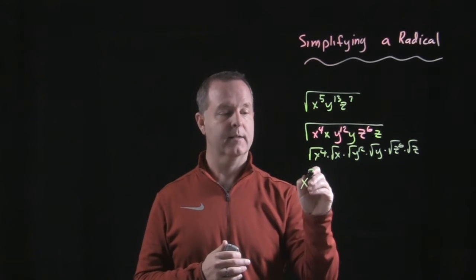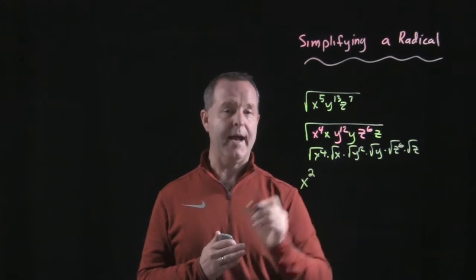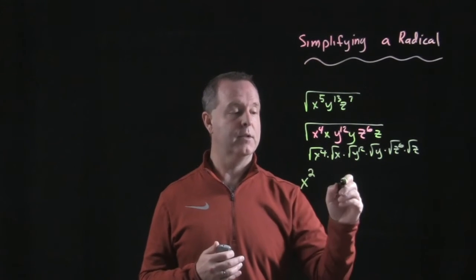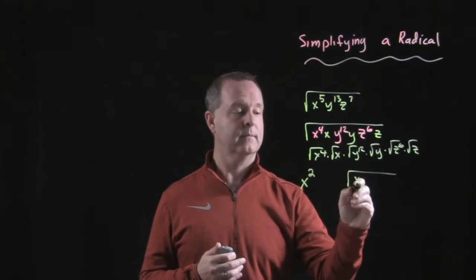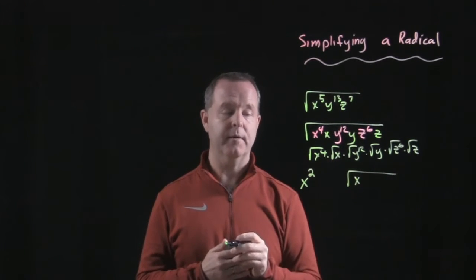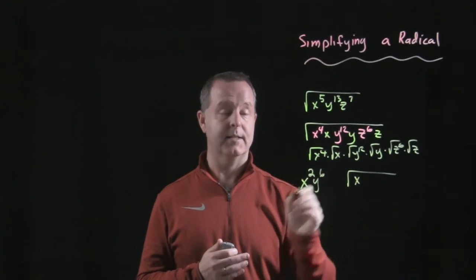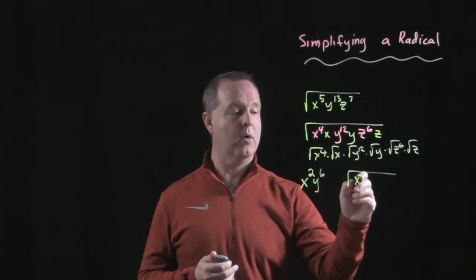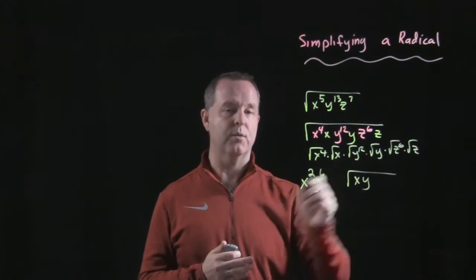And x squared does. Square root of x, there's no perfect squares within that x. So that will remain underneath the radical. The next one is the square root of y to the 12th. That's y to the 6th. Square root of y remains square root of y. So I'll put that back underneath the root.